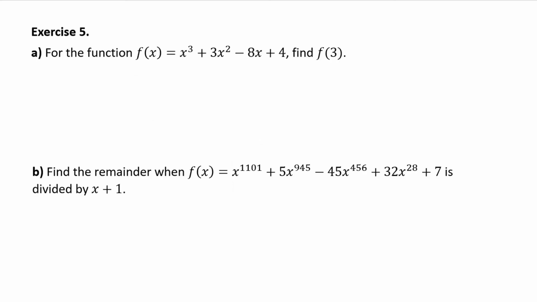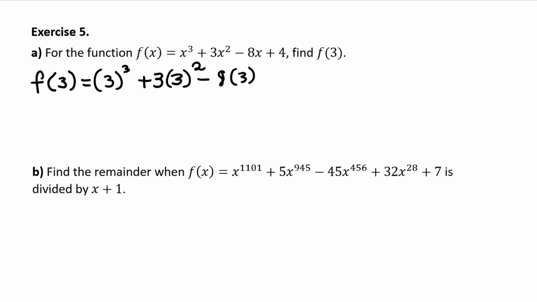Part A. For the function f of x equals x cubed plus 3x squared minus 8x plus 4, find f of 3. Let's note that we are finding the function value at x equals 3, and we are also finding the remainder of the polynomial when divided by x minus 3. We'll compute f of 3. We'll substitute 3 in every place there is an x, so that'll be 3 cubed plus 3 times where the x was, we put in 3, so 3 squared, minus 8 times 3, plus 4.